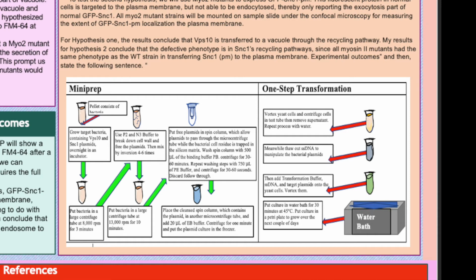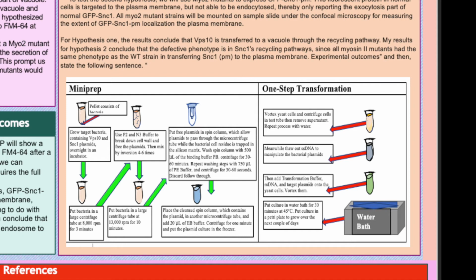We could not obtain any of these results because of the COVID-19 outbreak. Had we been able to complete this experiment, VPS10 would accumulate and glow yellow to confirm that myosin 2 mutants transfer it to the transport vacuole at one point. As for our second experiment, we predict that the other myosin mutants would show the same phenotype as the wild-type strain to transport SYNC1PM to the plasma membrane.